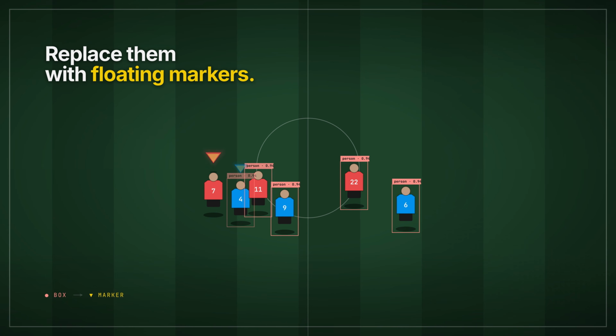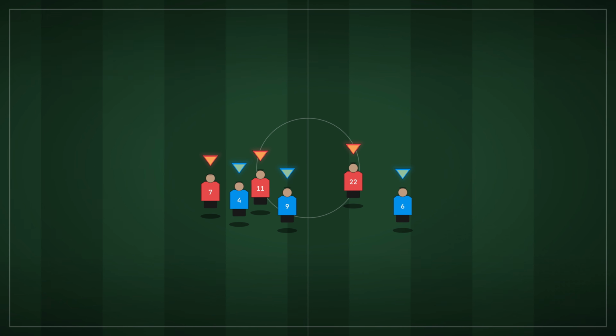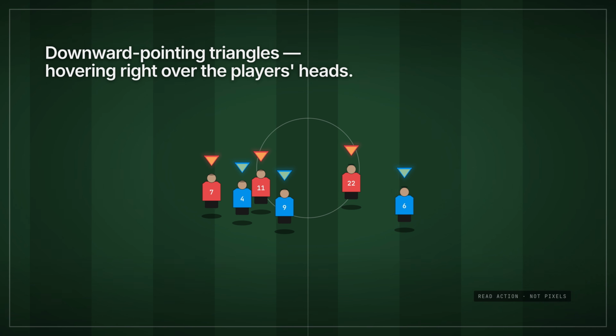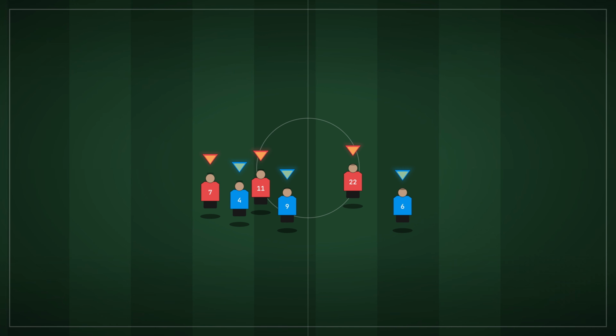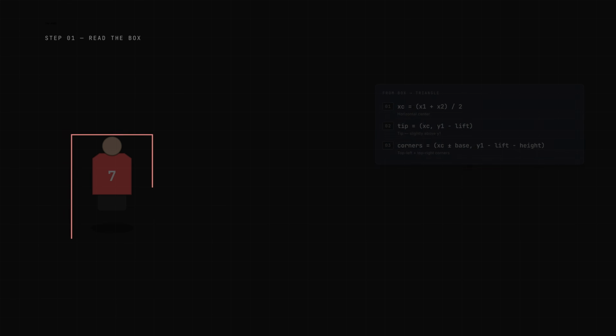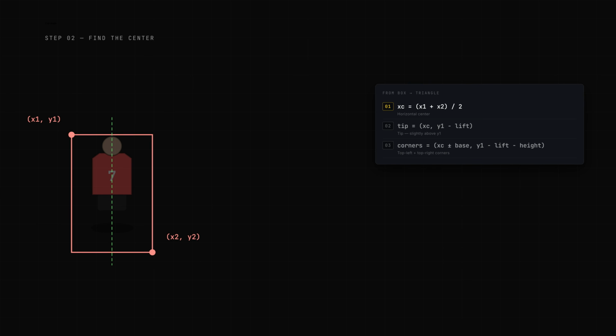So instead, we're gonna replace them with floating triangle markers that hover right over the player's head. And by doing so, they're gonna be completely out of the way, and visually it's gonna look better. Now, how do we draw a floating triangle? The math is composed of 3 different steps.